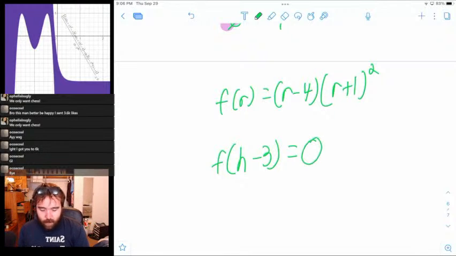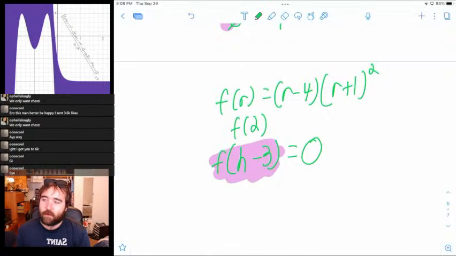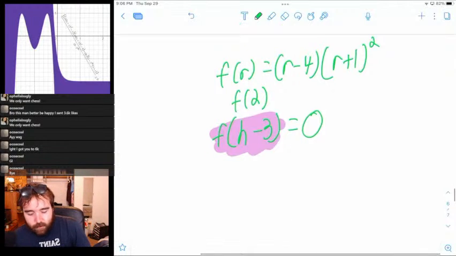Okay. Well, I would just try to do this right off the bat. What does this notation mean with the h minus 3 in parentheses? Right. So if this was like f of 2, what does that mean? You put 2 in where r should be. Right. So we're going to do the exact same thing here. f of h minus 3, you're going to put in h minus 3 for r. So what do we have then?